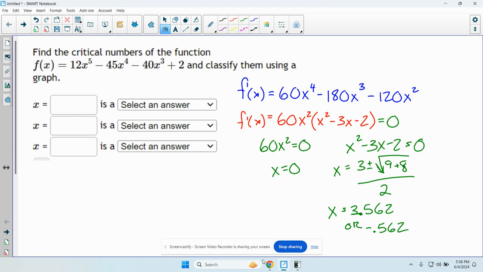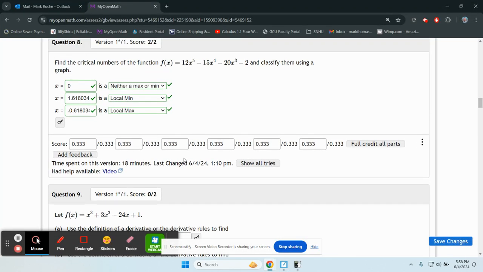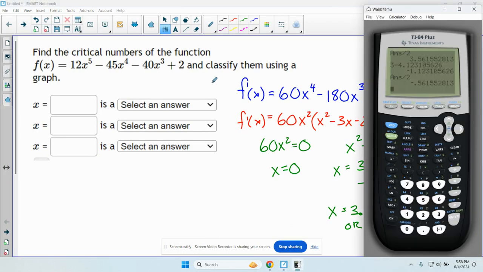So what do they want us to select here? Let's go back and look at the drop-down menu for this question. Oh, I don't have this question. It wants to just know if it's a local max, local min, or neither. So we can just graph this function because they want us to use a graph. We go to y equals and input the graph: 12x to the fifth minus 45x to the fourth minus 40x to the third plus 2.